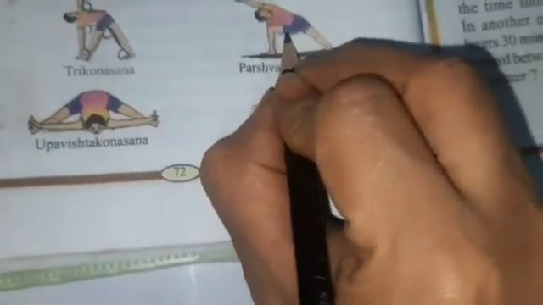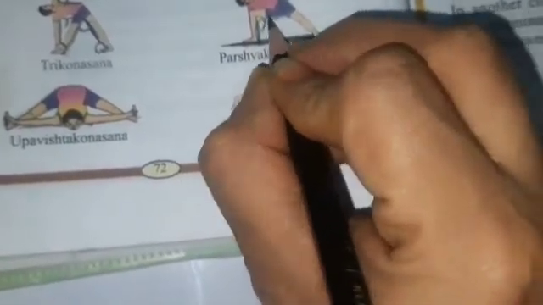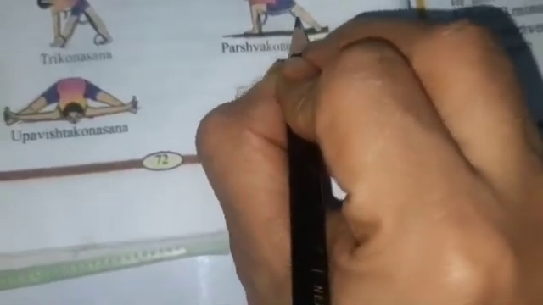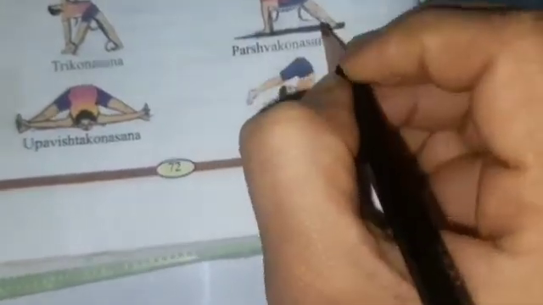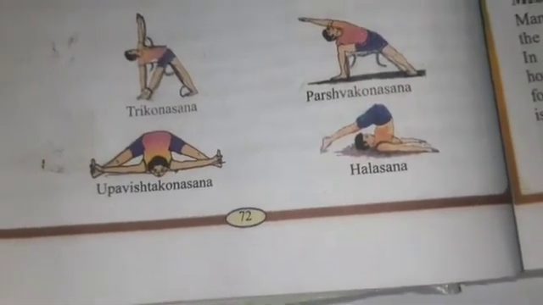Second asana, see here, from here to here an angle is formed. At the same time, from this side to here an angle is formed. Like this you are going to check each and every angle where it is formed and you are going to mark it.